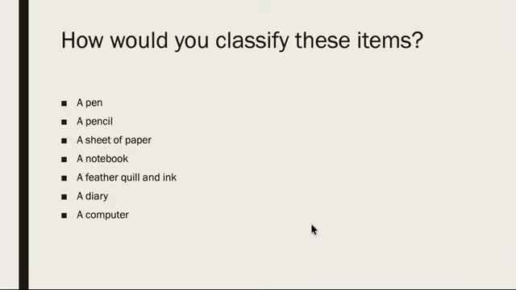And if you wanted to put it into two groups, what would you use as the basic classification for each group? Like what belongs in what group? For me, I would say a pen, a pencil, and a feather quill and ink. Those count as things you write with. And then the sheet of paper, the notebook, the diary, and the computer, which is a little debatable, they all count as places where you put writing, right?